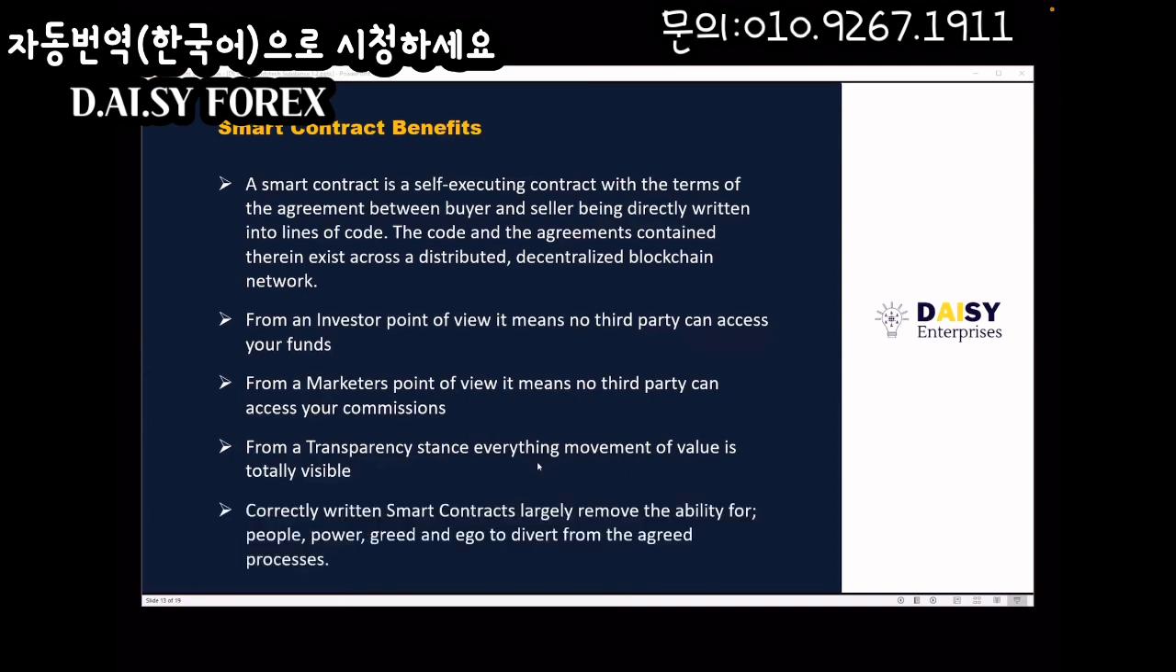A correctly written smart contract is beautiful because it largely removes the ability for people, power, greed, ego, and all of those nefarious things that ultimately cause management to screw up, to take the money and run. So in this instance, a smart contract represents a fantastic, modern, decentralized way of ensuring that the process is followed.